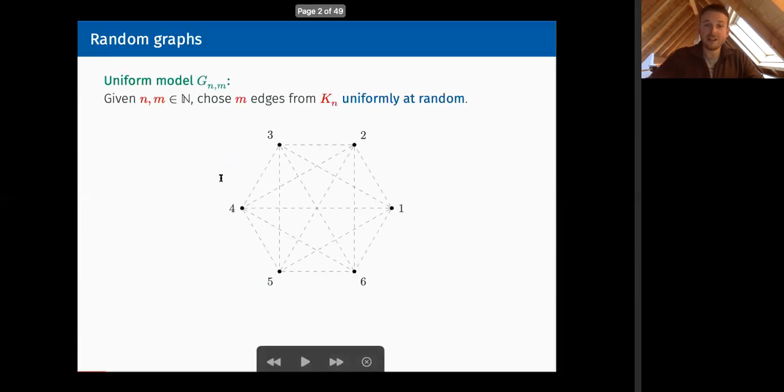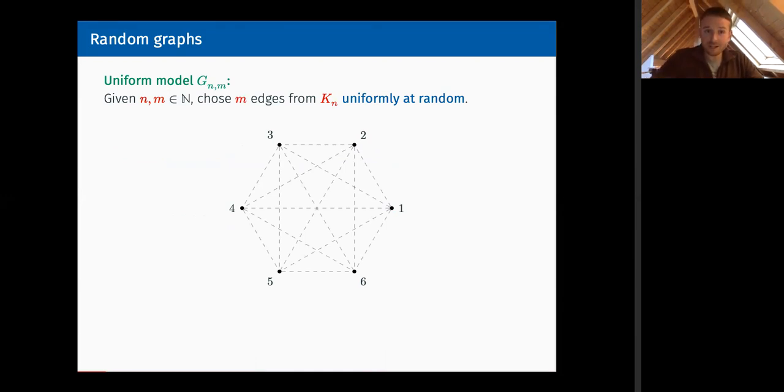So let me start. The KLR conjecture is a conjecture about random graphs. There are two models of random graphs that we will consider today. One is the uniform model, G(n,m). We start with a complete graph on n vertices, and we choose m edges completely uniformly at random. So if this is our complete graph on 6 vertices, and we choose, say, 6 edges, we might end up with something like this.